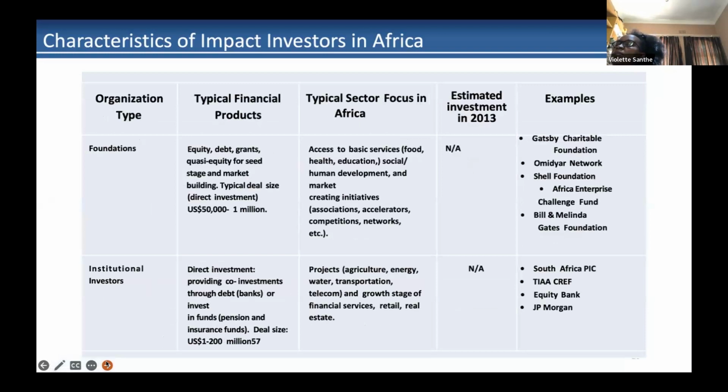So this is just the continuation of the previous slide. We have foundations and institutional investors. So as startups, you need to identify the typical financial products which these organizations offer, the sectors in which they finance, they support, and then the specific examples of the organizations. Next slide, please.